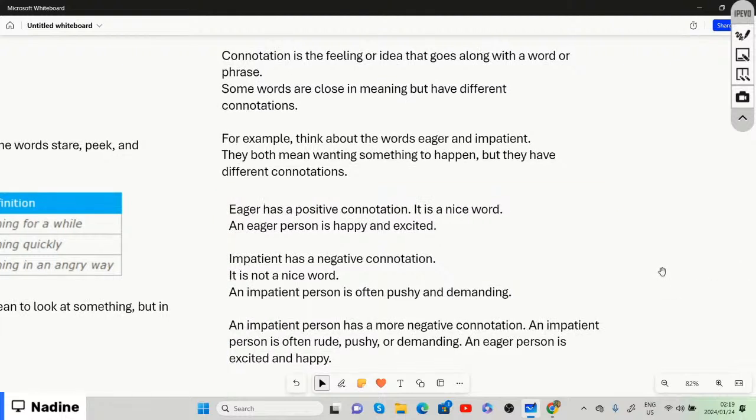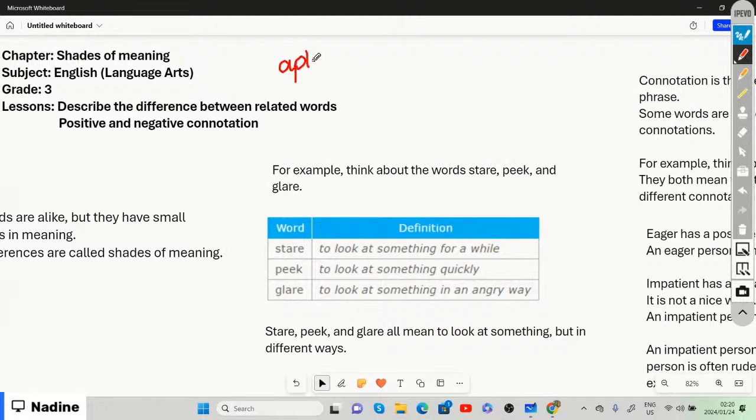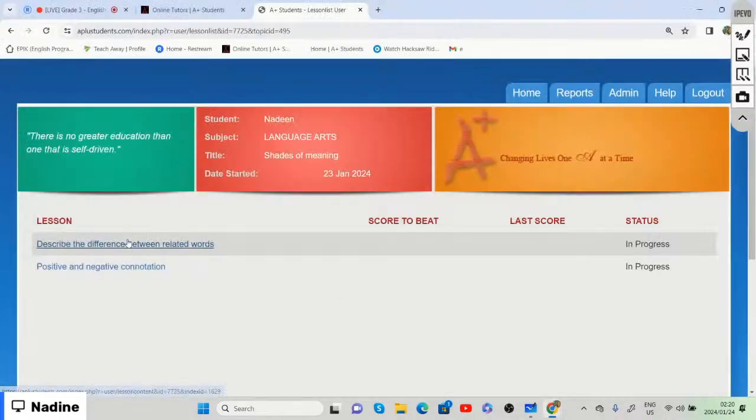All right. So we are doing our tutorial lesson on aplusstudents.ca. All right. So now we're going to our aplusstudents.ca. And it said that we're doing shades of meaning. And the first one is to describe the difference between related words.